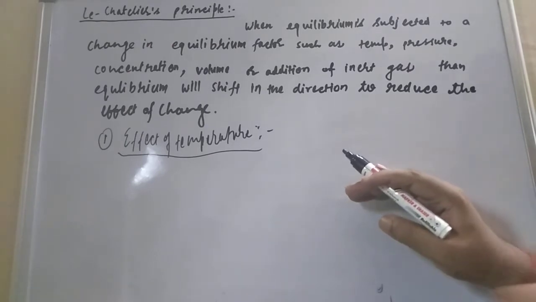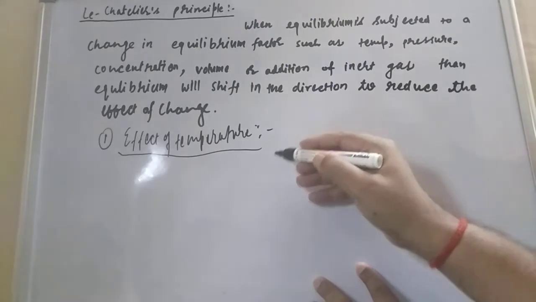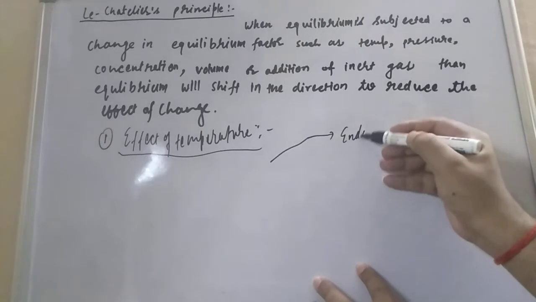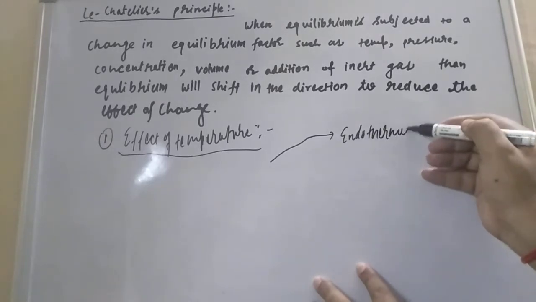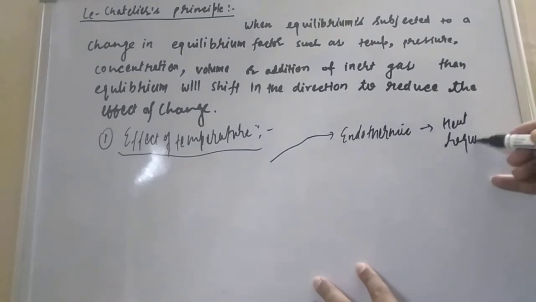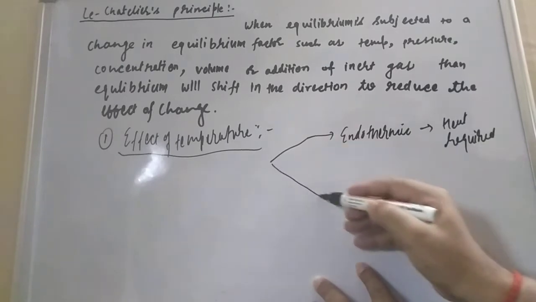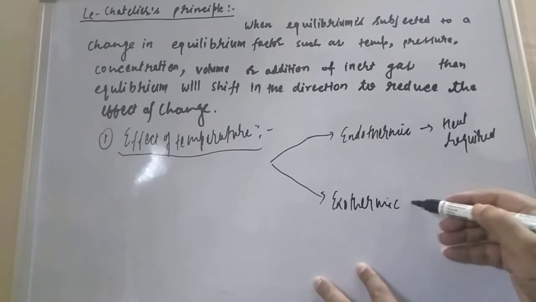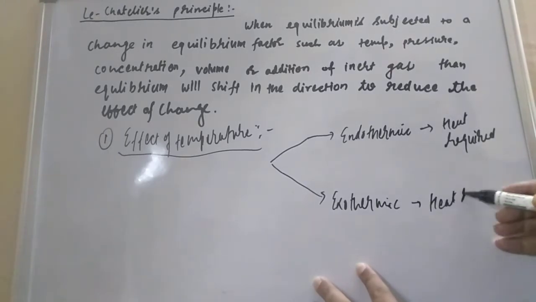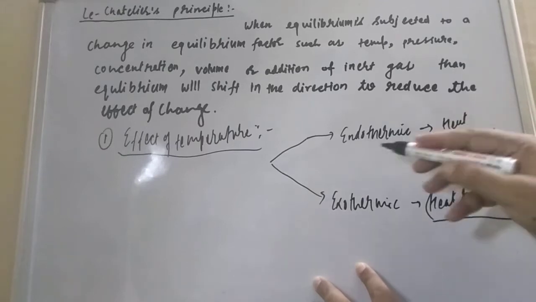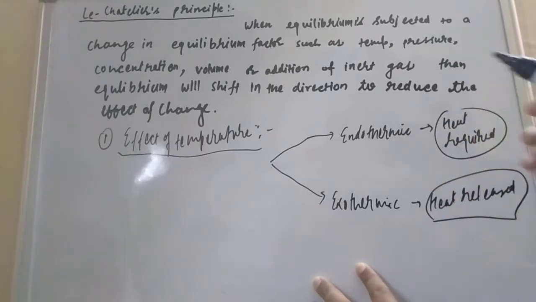Now suppose you are taking the two types of reactions. What does endothermic mean? In an endothermic reaction, heat is required. And what is exothermic? Exothermic means heat is released along with the product. So when the product is formed, heat is also formed as a side product, and in an endothermic reaction, heat is required for the reaction to proceed.